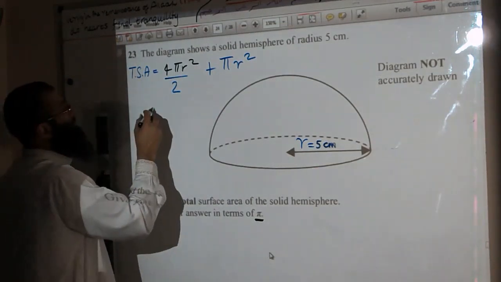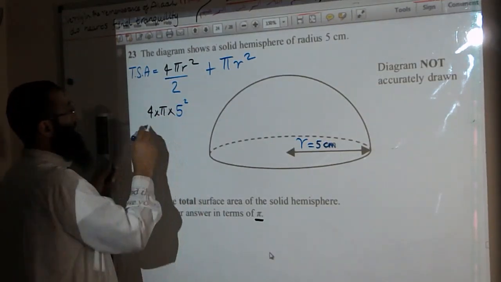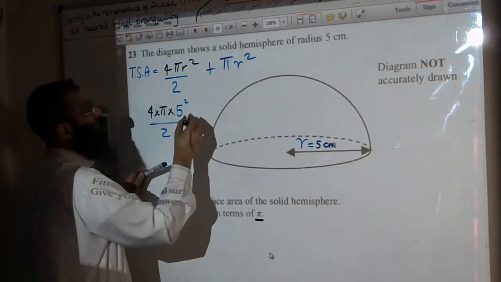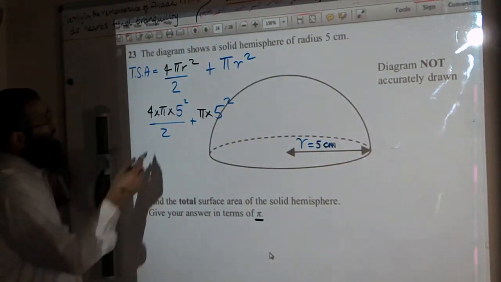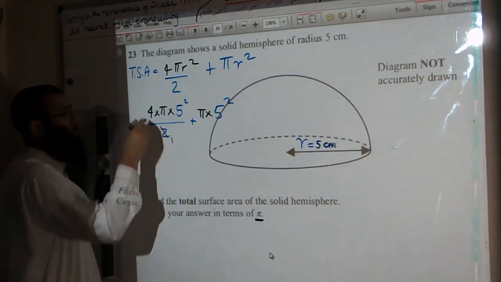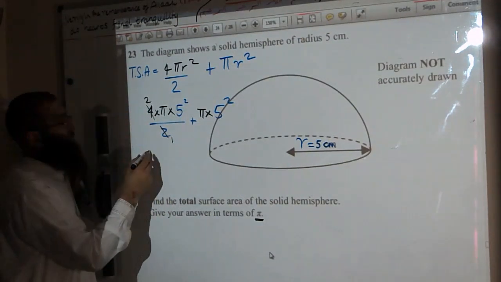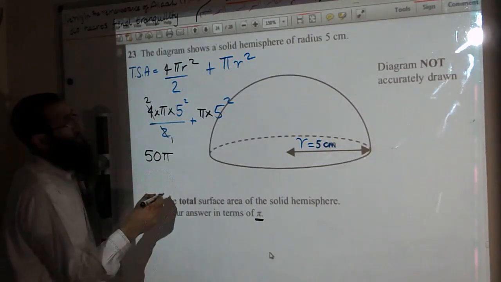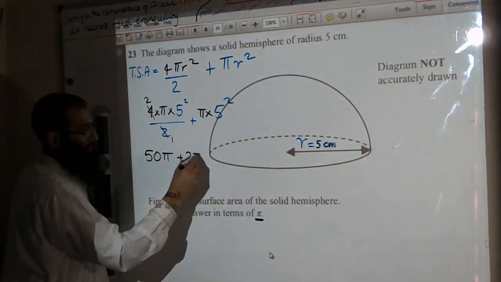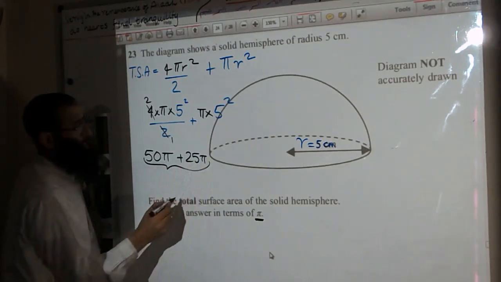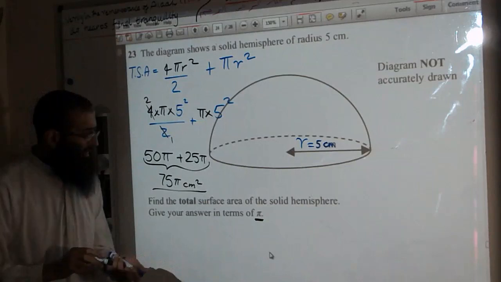So we're going to do now 4 times pi times 5 squared over 2, plus pi times 5 squared. And what can we do with this 4 and that 2 there? 4 divided by 2 is 2. So 2 times pi times 5 squared. What's 5 squared? 25. What's 25 times 2? 50. So 50 pi. Then the circle: 5 squared is 25, 25 times pi is 25 pi. And what's 50 pi plus 25 pi? 75 pi. So it was give your answer in terms of pi, and that question's done.